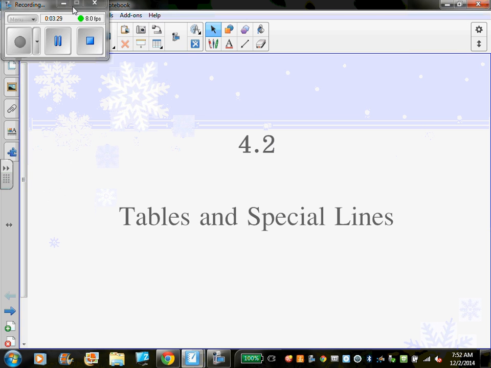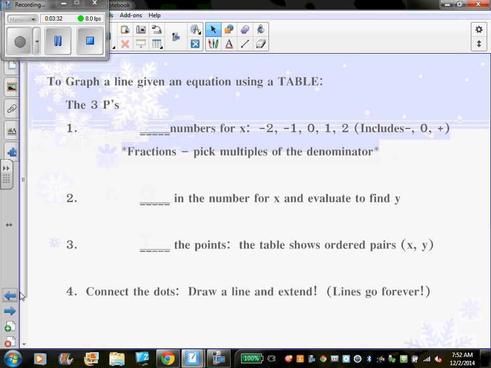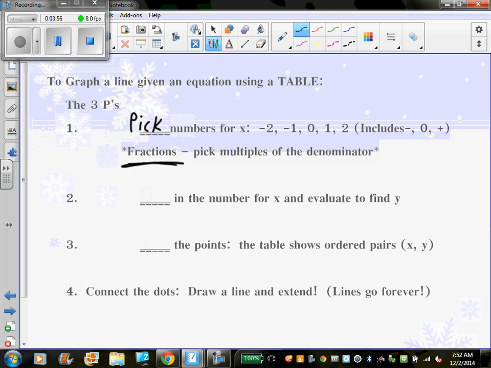And we're going to be talking about, again, how to graph here. Okay, so to graph a line in an equation using a table, there are three things that we're going to need to do, and they all start with P. First thing we're going to need to do is pick numbers for x. So oftentimes, -2, -1, 0, 1, and 2 are going to be good, but when you have a fraction in the problem, you'll want to make sure that you pick multiples of the denominator. So if you had a 1/3 in the problem, you would want to pick numbers like 3, 6, and 9, and -3 and -6. Numbers that are multiples of the denominator of the fraction.